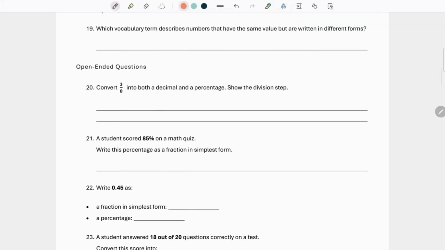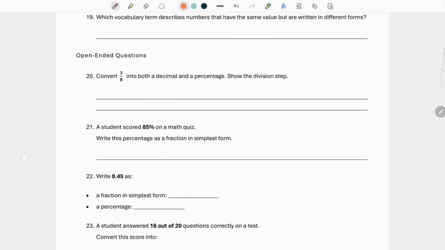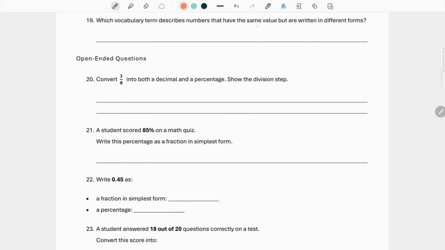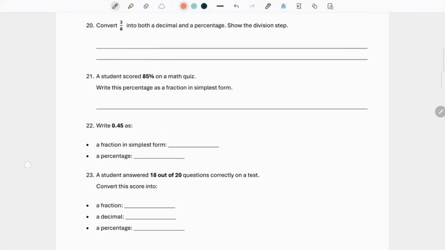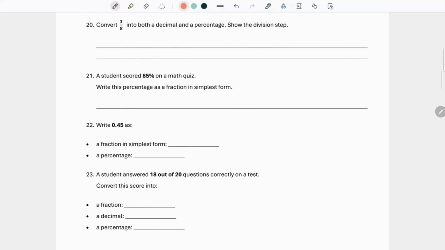Number 19, which vocabulary term describes numbers that have the same value but are written in different forms? And the answer is equivalent. Equivalent. Number 20. Convert 3/8 into both a decimal and a percentage. Show the division step. Now, there are a few ways to do this.